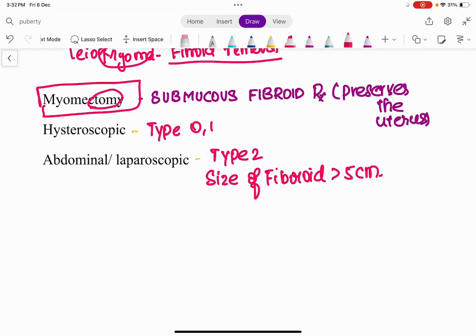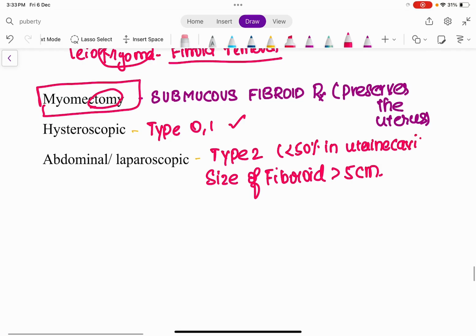Because in type 0 and type 1, the major part of the fibroid is lying in the uterine cavity. But compared to type 2, where more than 50% of the fibroid is lying in the intramural part and less than 50% is situated in the uterine cavity, you cannot achieve it by hysteroscopy. In those patients, you have to do either laparoscopic myomectomy or abdominal myomectomy. Through the abdominal route, or with the help of laparoscopic ports, you can do this myomectomy. So for type 0 and type 1, hysteroscopic myomectomy can be done. For type 2, where less than 50% of the fibroid is in the uterine cavity, abdominal or laparoscopic myomectomy has to be done.